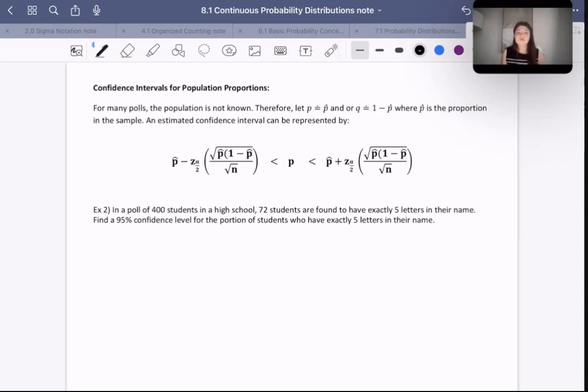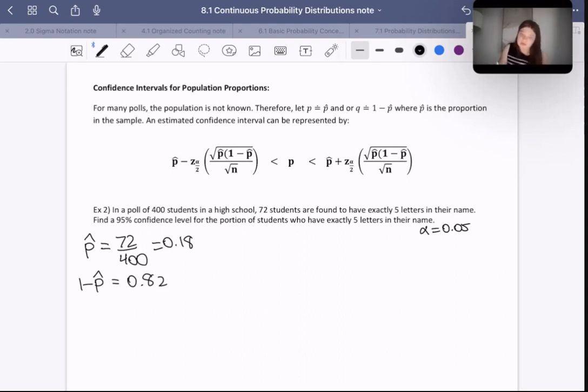So we know that out of 400 high school students, p hat is going to be equal to 72 out of 400, which is 0.18. And therefore, 1 minus p hat, which is q hat, is equal to 0.82. And we want a 95% confidence interval. So therefore, alpha is going to be 0.05 or 5%, whichever you'd prefer.